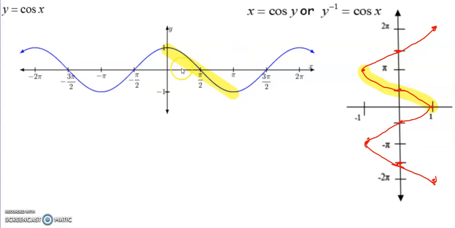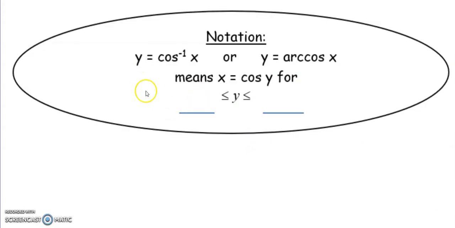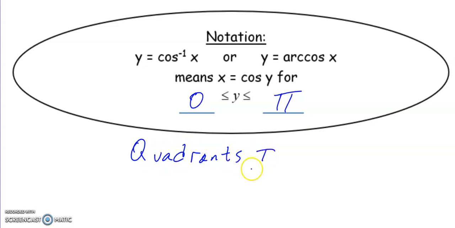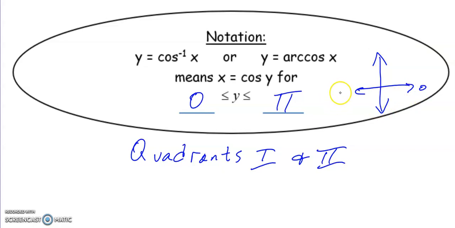We're only going to put in our values from 0 to pi to give us our values out. So we're only going to go from 0 to pi. This means our graphs are going to be in quadrants 1 and 2. Because if you're looking at your unit circle, here's 0, here's pi, and that's where we're going to be graphing our inverse cosine.